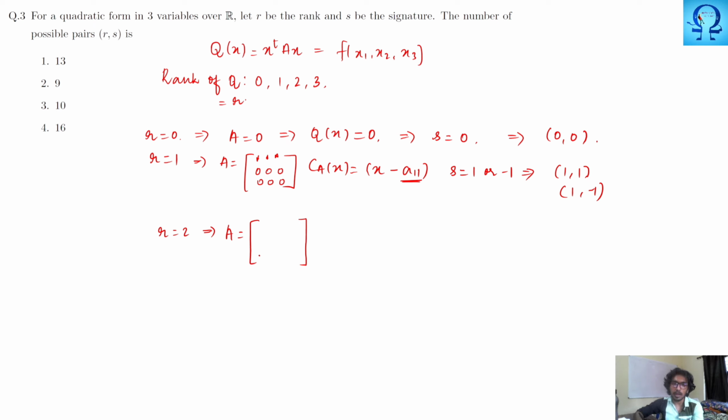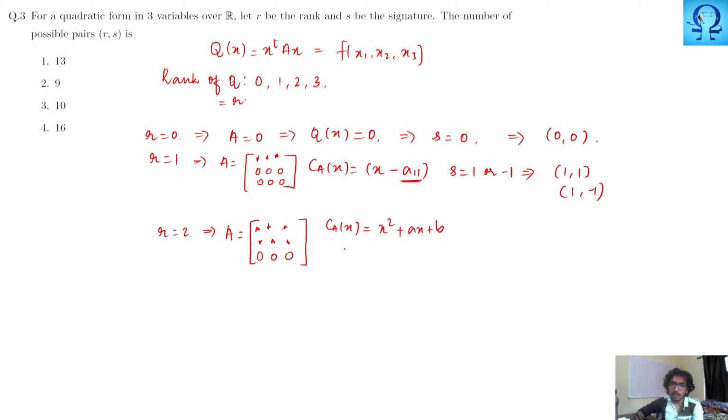In this case what is going to happen? You will have here the entry is 0. Okay, so without loss of generality, your characteristic polynomial will be something of this form, right? So if it is so, then what are the possibilities?